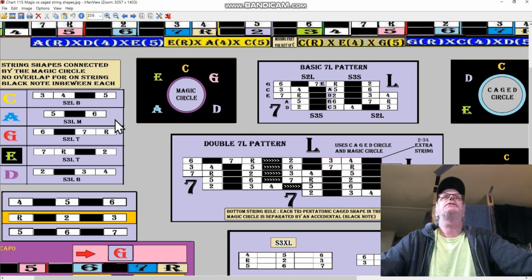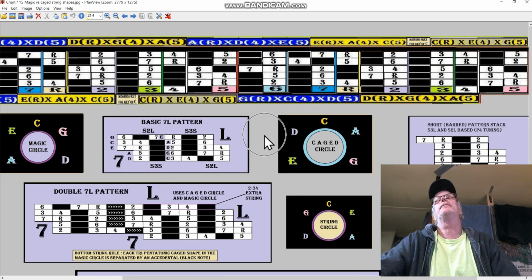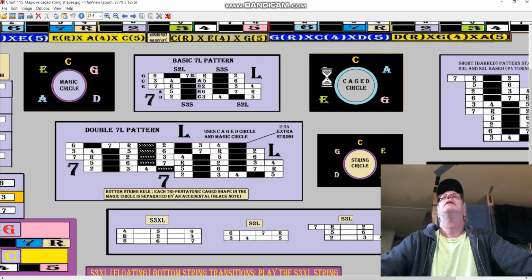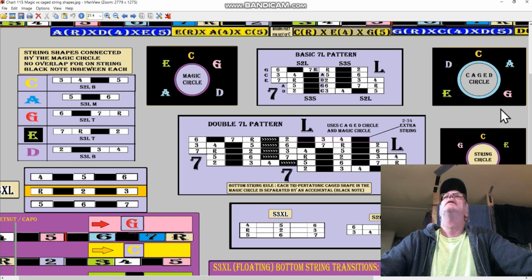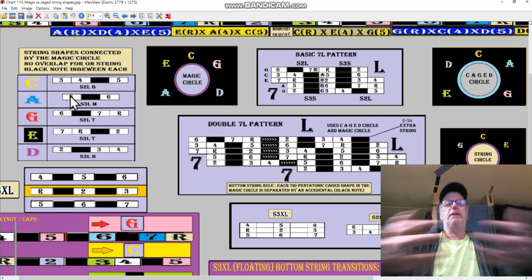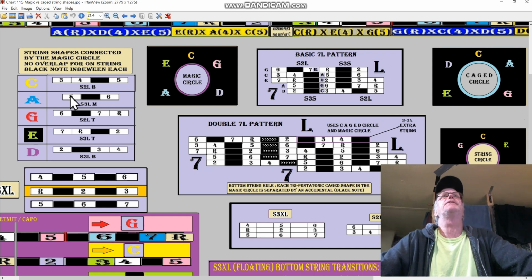But cage transition shares notes. Shares notes. So 3, 4, 5 goes to the A shape encaged. Right here. Here's your cage circle. C is 3, 4, 5 goes to the A shape encaged. 5 and 6 is the same note, so that they are overlapped in their transitions.